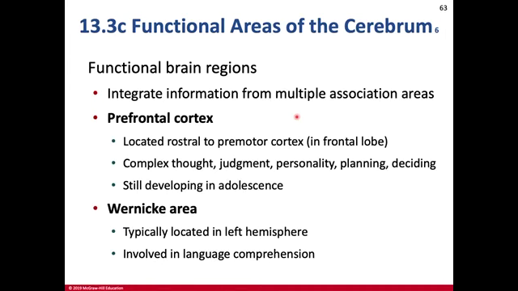Okay. Then there are integrating portions of the brain, right? The prefrontal cortex is rostral to the premotor area, and that's where complex thought, judgment, personality, planning, and decision making happen, and is still a developing area in adolescence, and it's also an area that gets damaged through alcohol and recreational drug use, okay? And so that's why we worry about people that use a lot of recreational drugs, because you're impeding the functioning of the prefrontal cortex, and that's going to affect your judgment, okay?